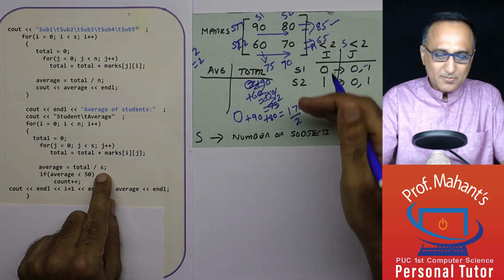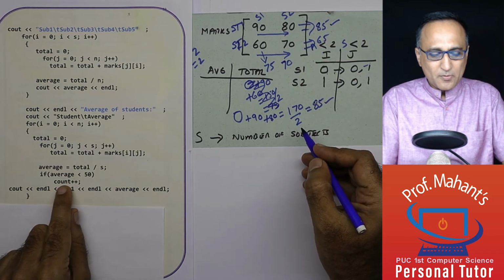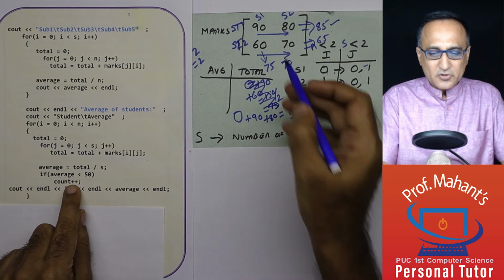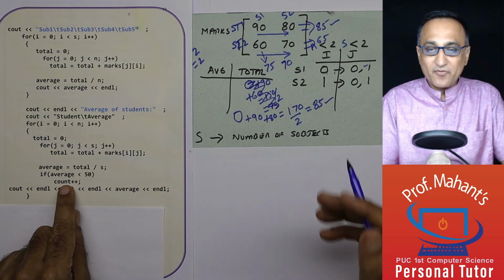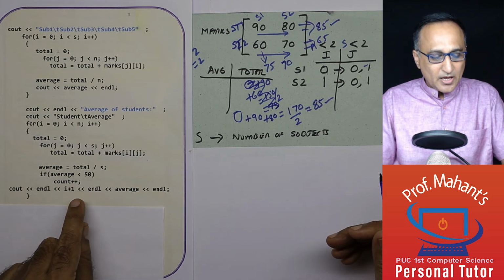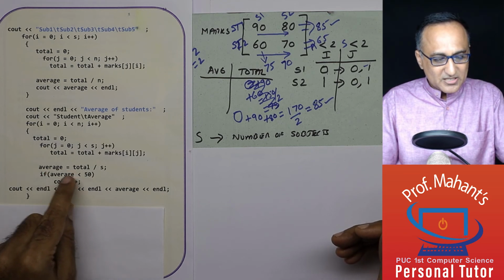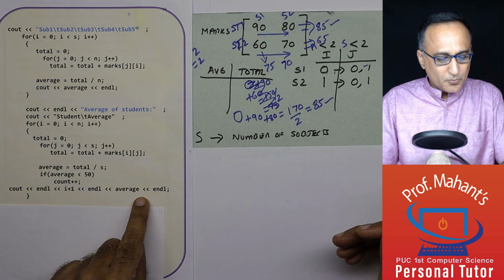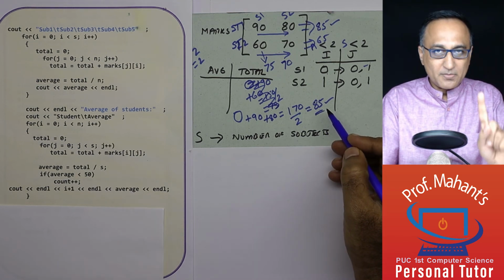Since I am getting 85 in both the places, is the average less than 50? No. So I am not executing this if. Suppose a student had got 40 and 50, the average would have been less than 50 and I would have counted this student as less than 50. After it's done this, it is going to print the average of this particular student. So it's going to print 85 for student number 1.